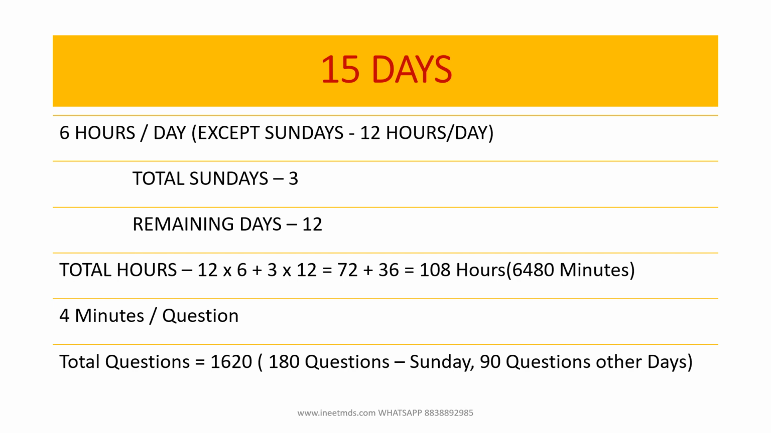For the 15 days I have included timing as 6 hours per day, so that it is useful for working as well as non-working people. Only on Sundays it is 12 hours per day. On the other days I have allotted 6 hours per day, 3 hours in the morning and 3 hours in the evening. In case you are non-working and can allot more than 6 hours, you can use the remaining timing for any revision purposes. But this basic timetable is for both working and non-working people.